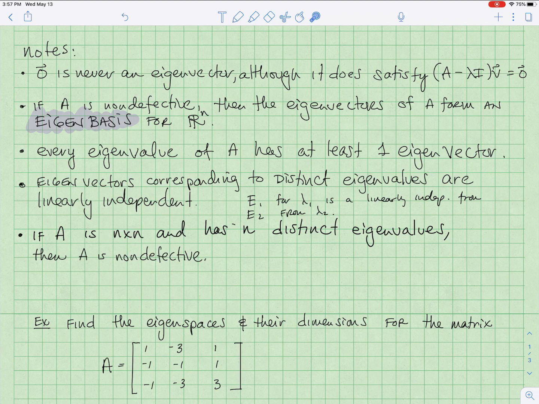Okay. And then finally, if A is an n by n matrix and has n different and distinct eigenvalues, then by default it's got to be non-defective. So why is that? Well, we know from this last statement that distinct eigenvalues generate linearly independent eigenvectors. And if A has n distinct eigenvalues, that means it has n different eigenvalues, and each one is going to generate exactly 1 eigenvector, and they're all going to be linearly independent, and therefore automatically A becomes non-defective. So those are just our statements, definitions, and some basic ideas.